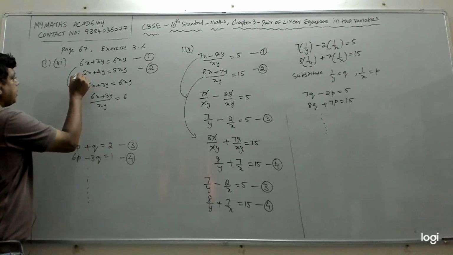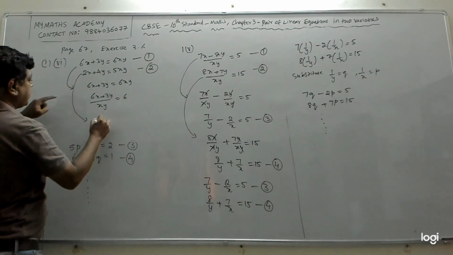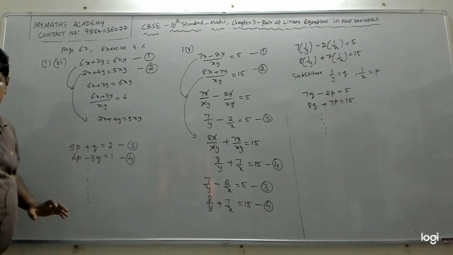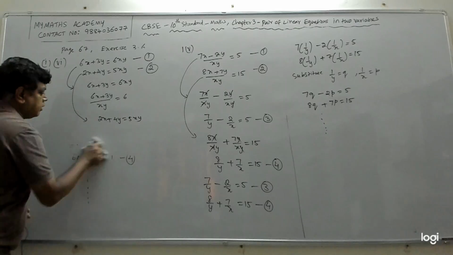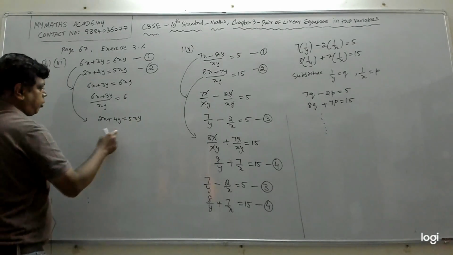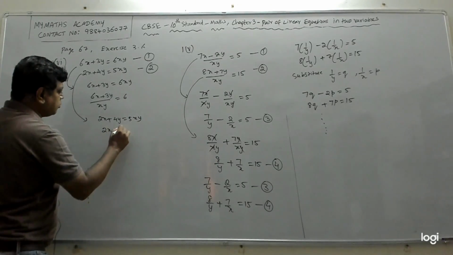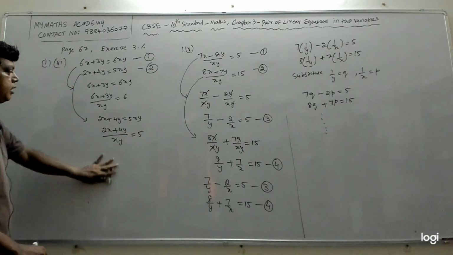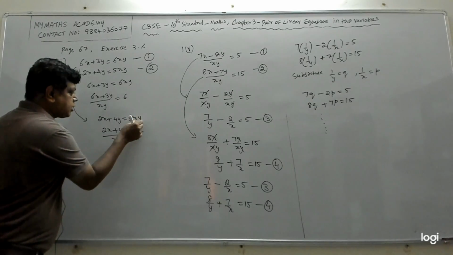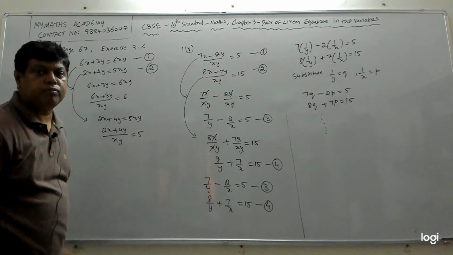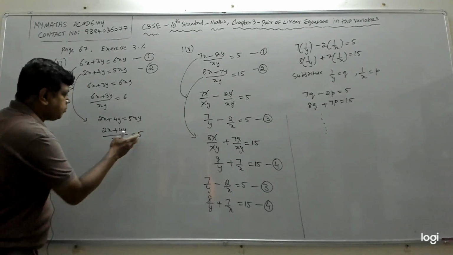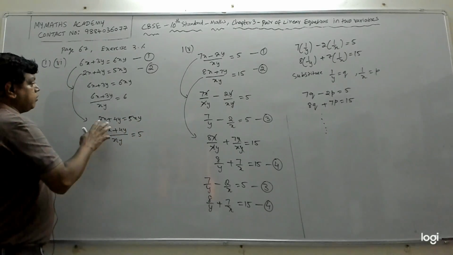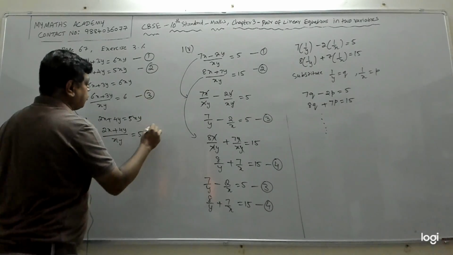Now second equation, 2x plus 4y equal to 5xy. So here also you try to take the xy term down. So it will become 2x plus 4y by xy equal to 5. Clear? This xy alone I have taken down. Right? So if you cross multiply, you will get back this equation. Now if I call this the third equation and this the fourth equation.